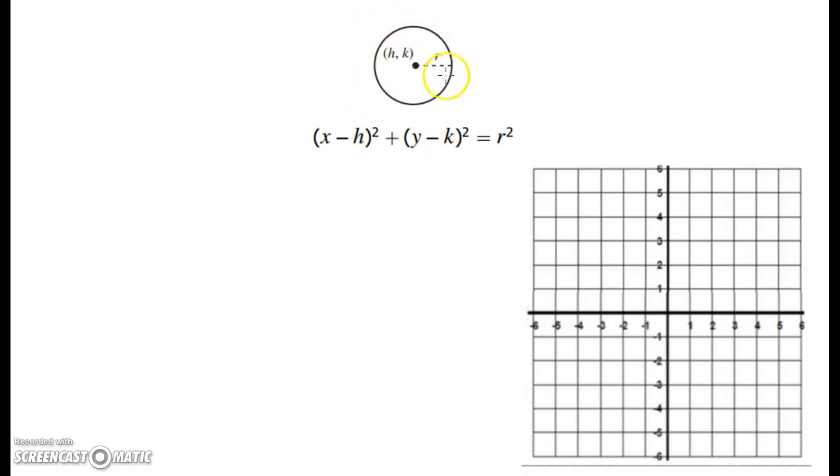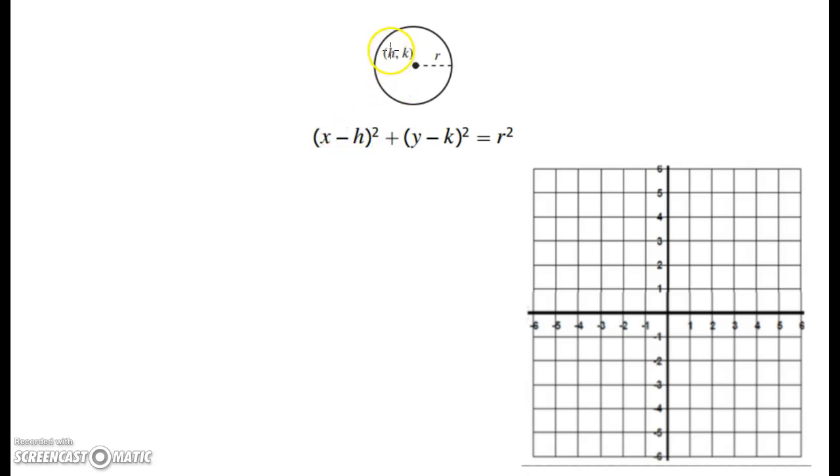It shows a circle with a center at h, k, and a radius of r. And then it shows you where that stuff gets plugged into the formula. H goes here with the x, k goes here with the y, and the radius goes on the other side of the equal sign. The thing is that this says minus h.